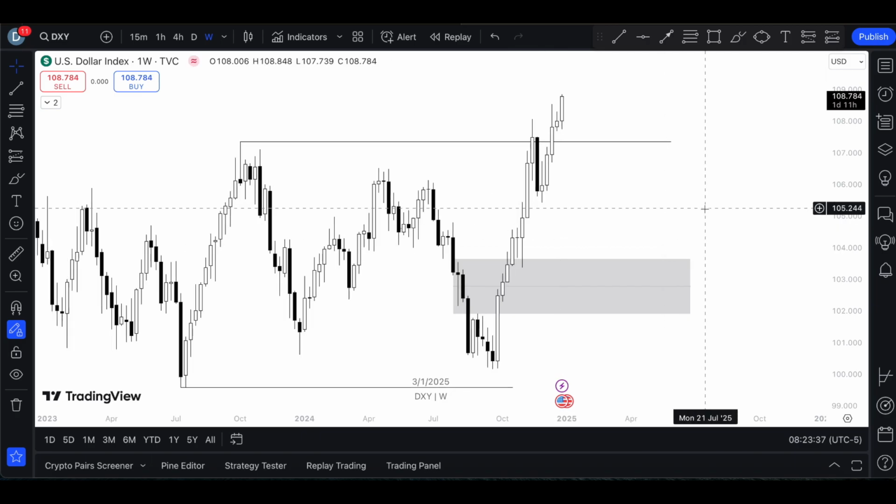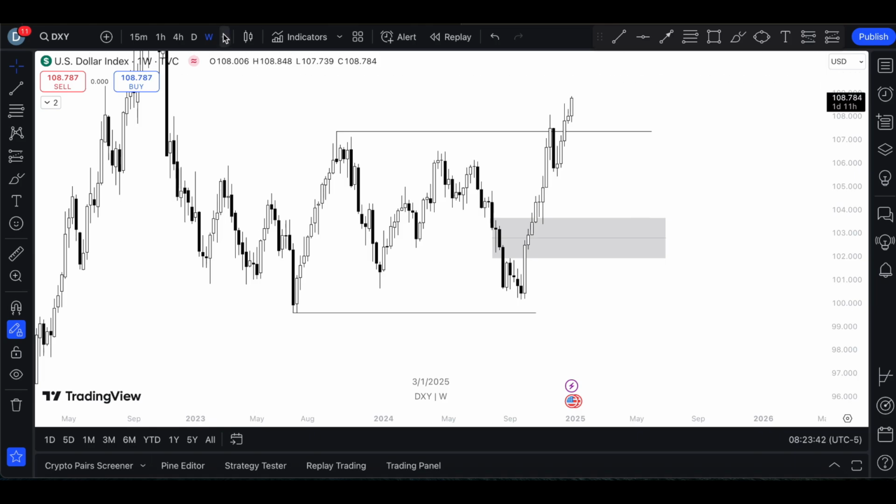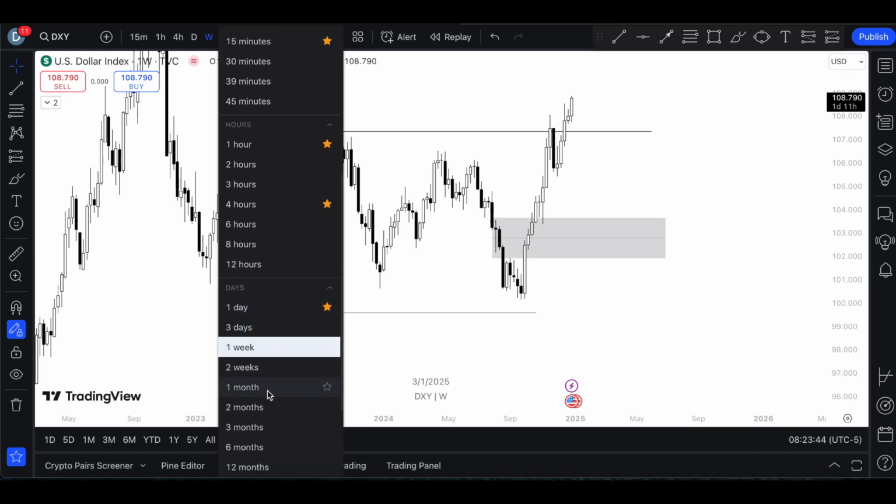And then the main one, our DXY. So cool. Okay, I see I have this nice range marked, right? So power time frame.